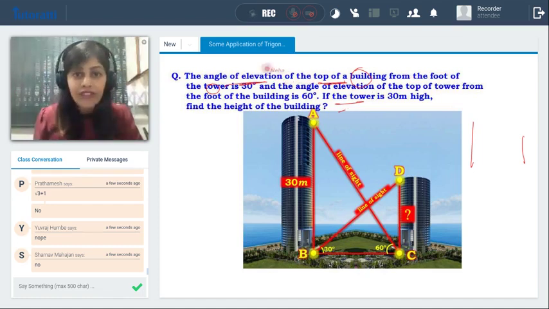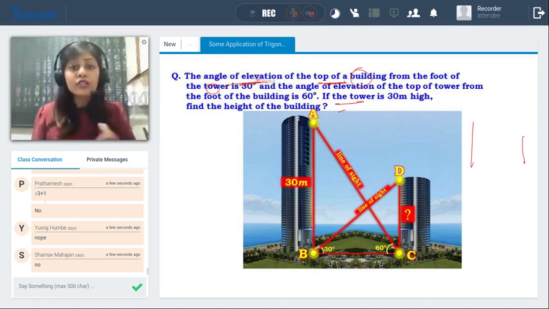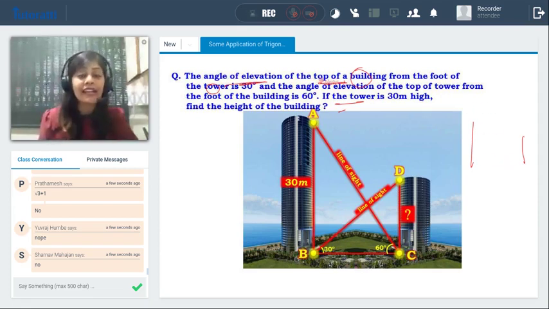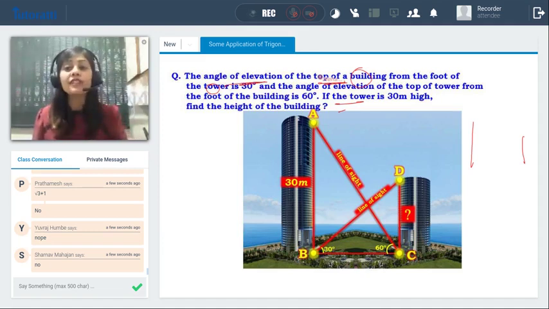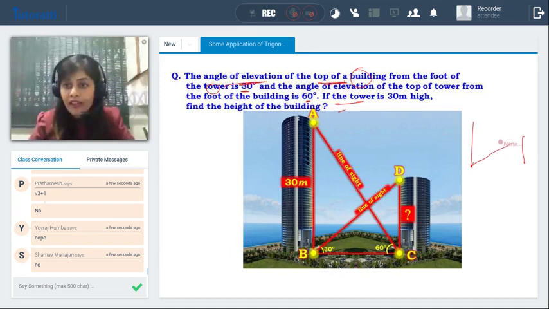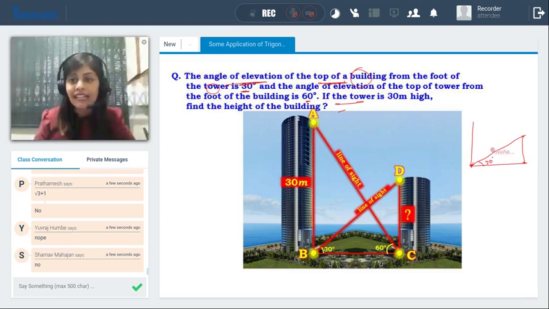Pay attention. Angle of elevation of the top of a building from the foot of the tower is 30 degrees, and angle of elevation of the top of the tower from the foot of the building is 60 degrees. Now, there was a theorem: side opposite to the smaller angle is smaller, and side opposite to the greater angle is greater. 30 degrees is the smaller angle and 60 degrees is the bigger angle. So this is definitely going to be 30 degrees for me. This is my 30-degree line.